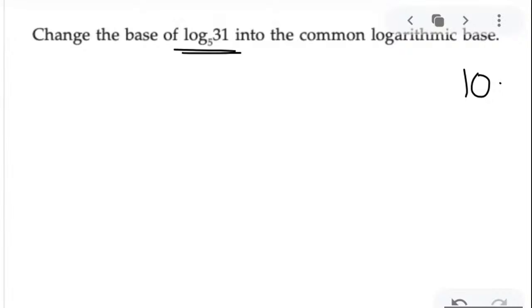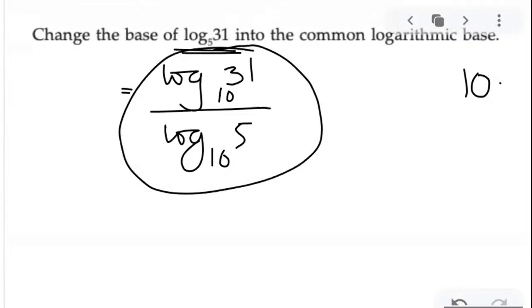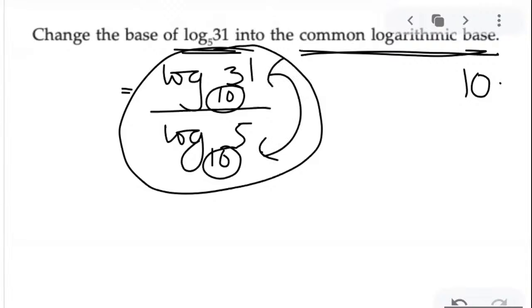This is not even barely a problem. That is log 31 to the base 10 divided by log 5 to the base 10. We saw this formula, right? Yeah, that's it. That's all I'm asking for. When they say to change into common logarithmic base, that means you have to make the base equal to 10. Yeah, because you know how to do this now.